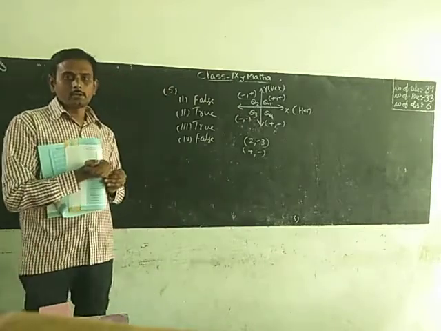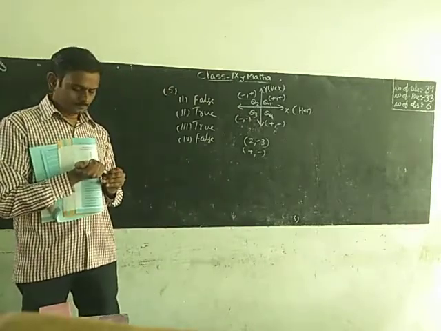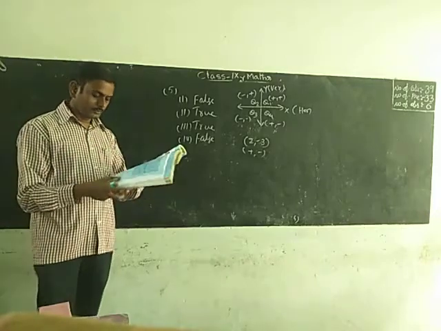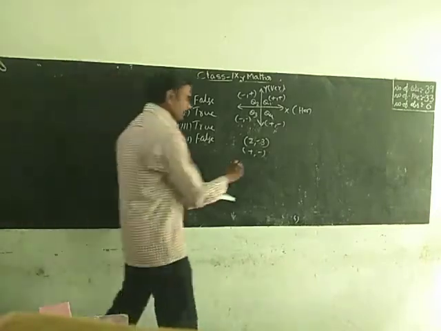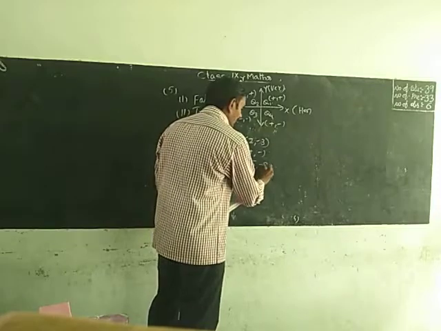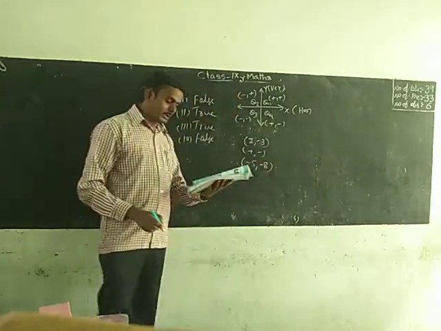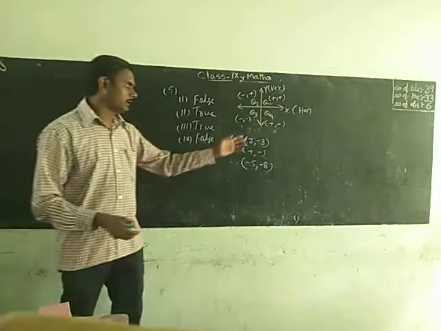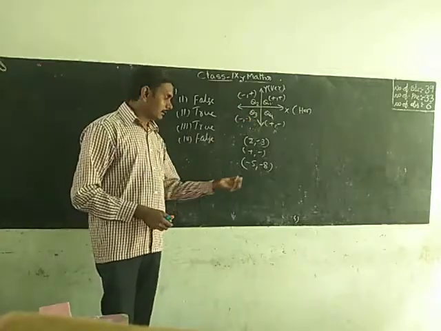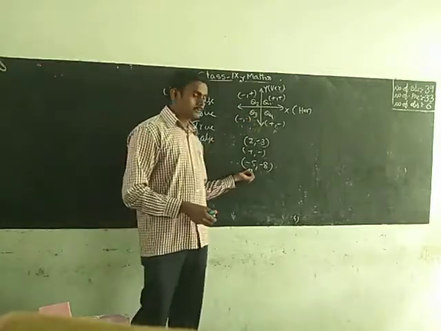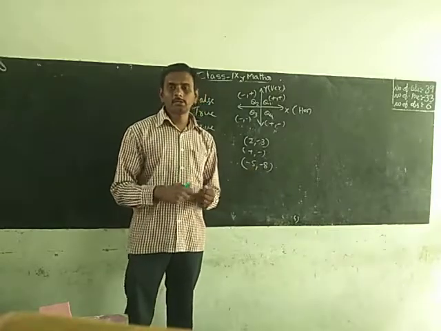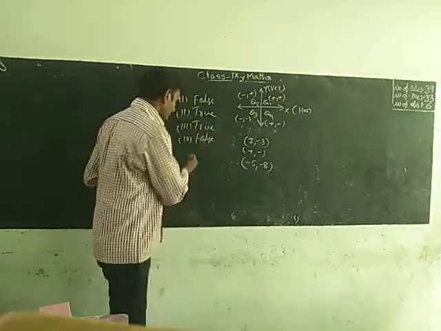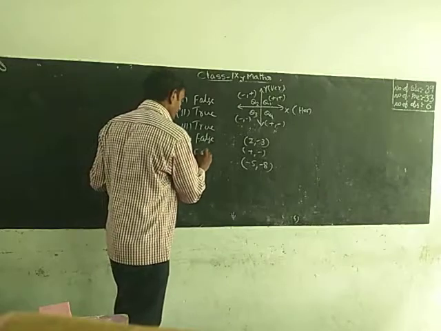Next, one ordered pair is given to you: (-5, -8). It is located in the fourth quadrant. Both are negative, so which quadrant does it lie in? Q3. But in the question they said (-5, -8) lies in Q4. Wrong. That is false.